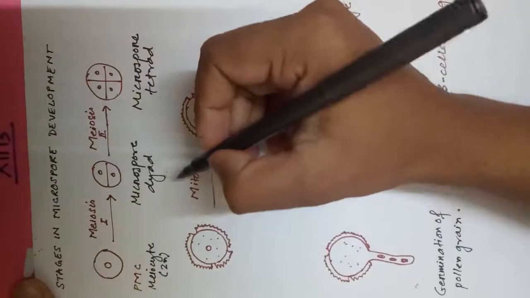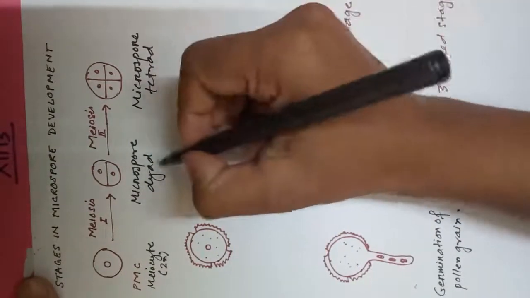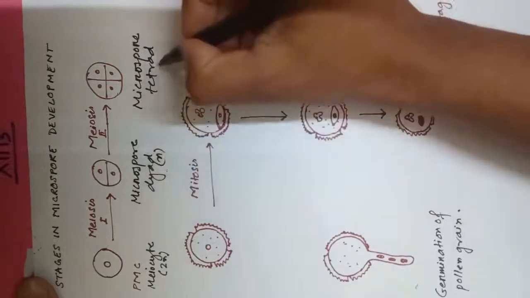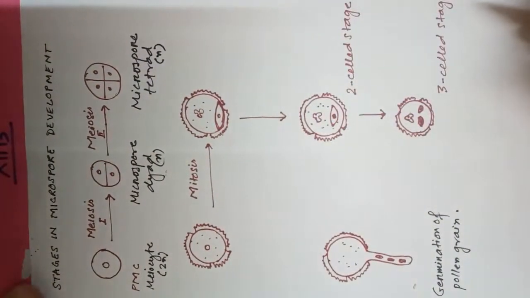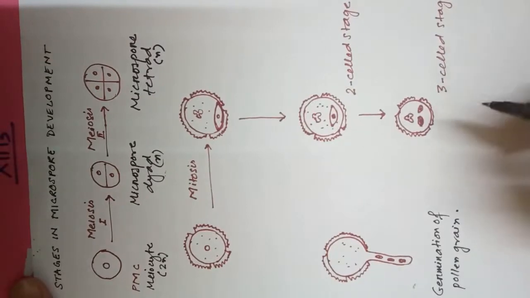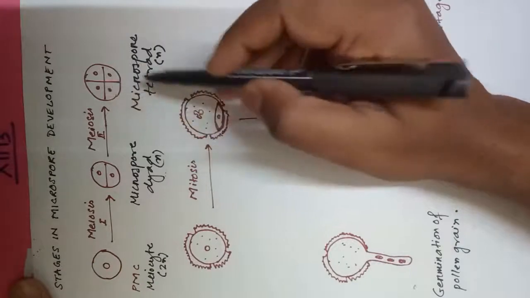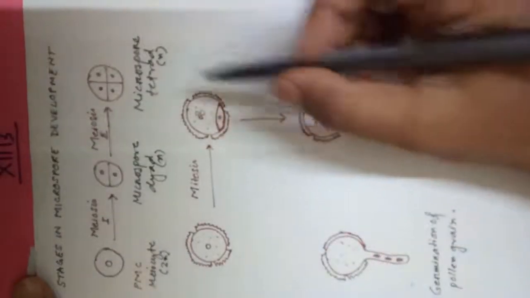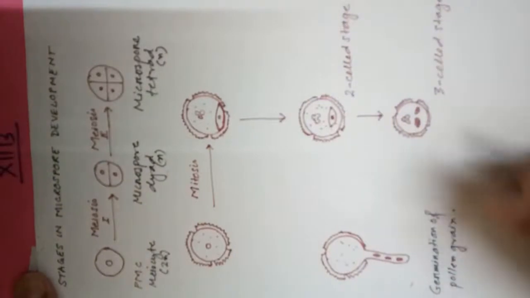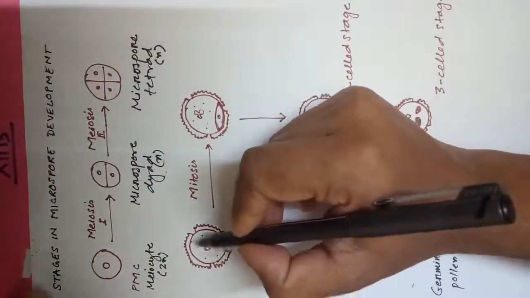I hope you can guess the number of chromosomes in the microspore dyad and microspore tetrad. Yes, these cells are haploid since these cells have originated after the cell division, meiosis. In meiosis, from one parent cell we get four daughter cells, and each of the four daughter cells has half the number of chromosomes, so from 2n to n. Now let us take one of such cells.